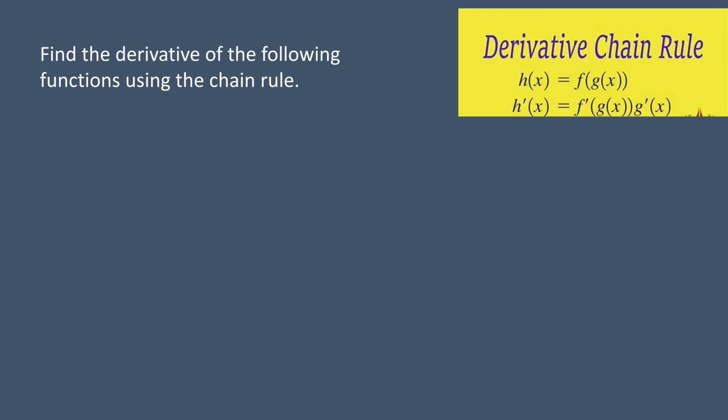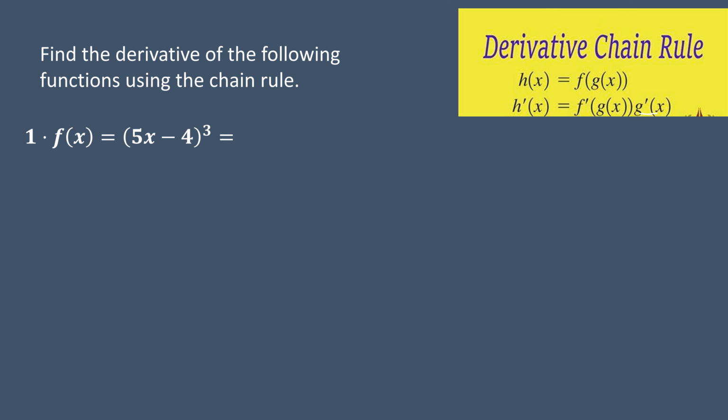The chain rule says that any composite function, which is h of x is equal to f of g of x, and its derivative is h prime of x is equal to the derivative of the outer function times the derivative of the inner function. So let us try to explore this example.